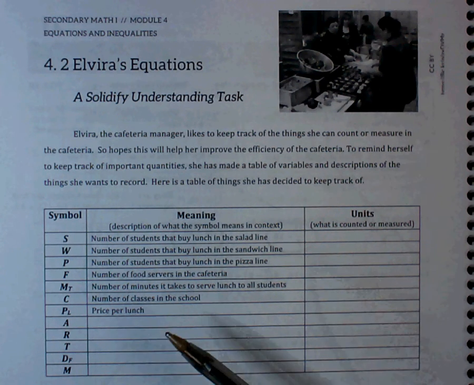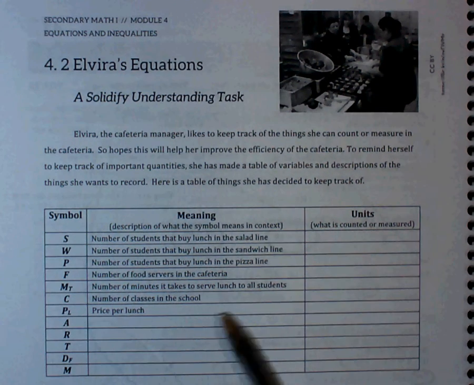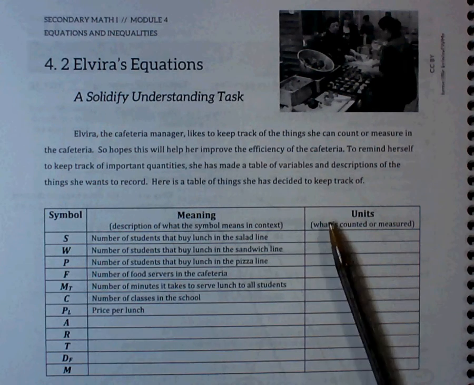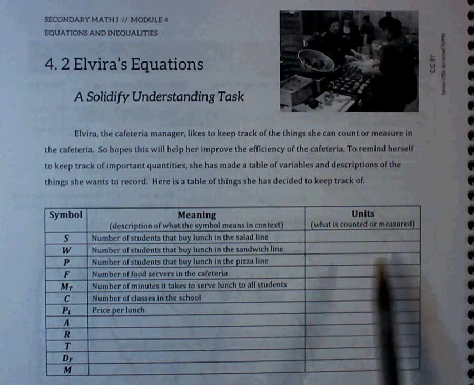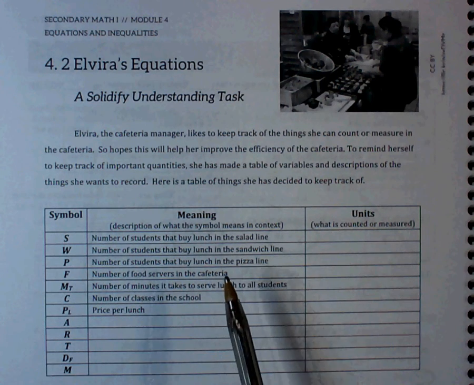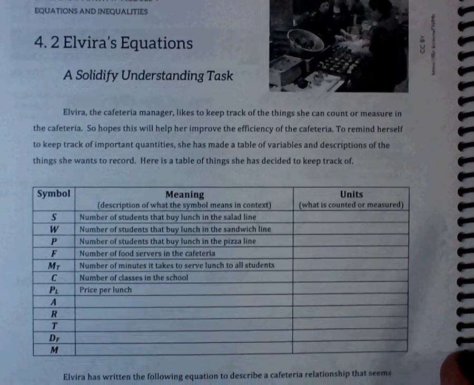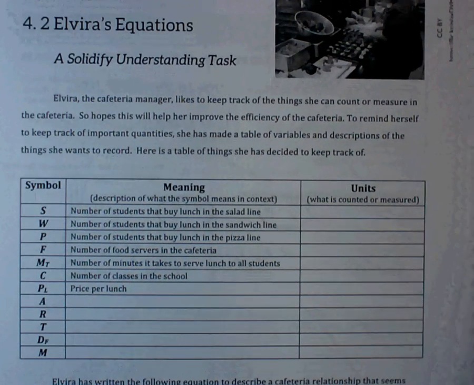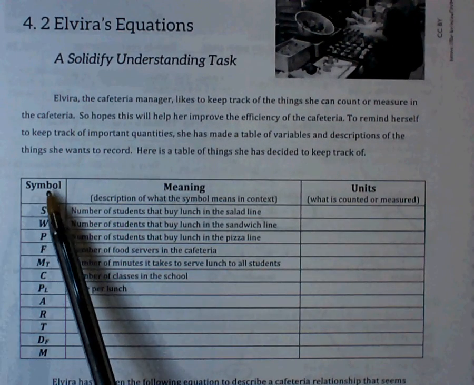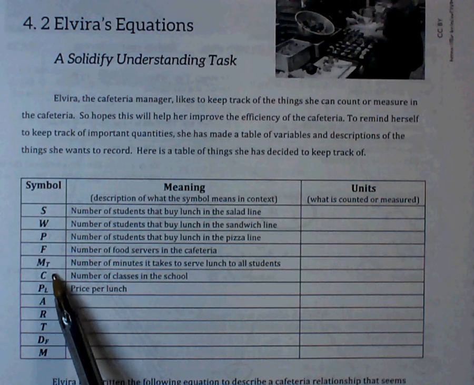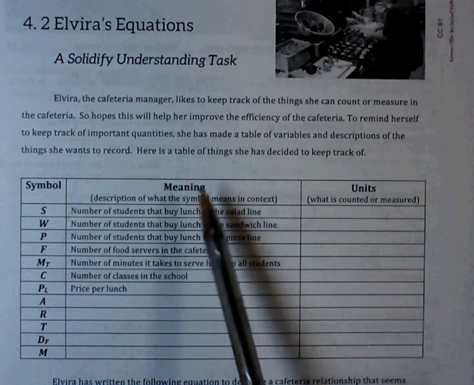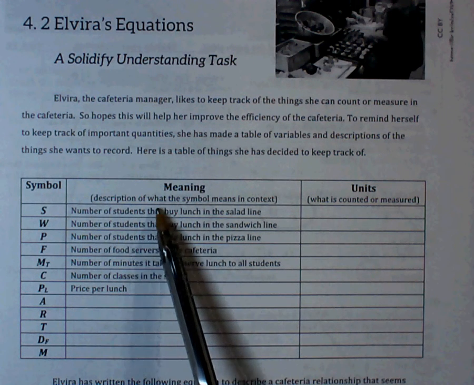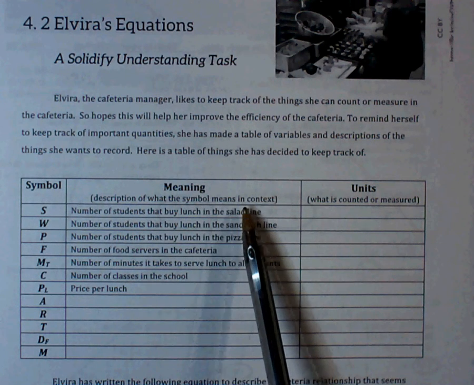Okay, so this is a lot of symbols here, and so we have to look at it kind of one thing at a time to get an idea of what's going on. So let's just take a look at the organization of the table. Whenever you have a table, you want to make sure that you understand it. So the first column says symbol. Okay, those seem to be variables. The second column says meaning, and it tells us what it is. Description of what the symbol means in context.